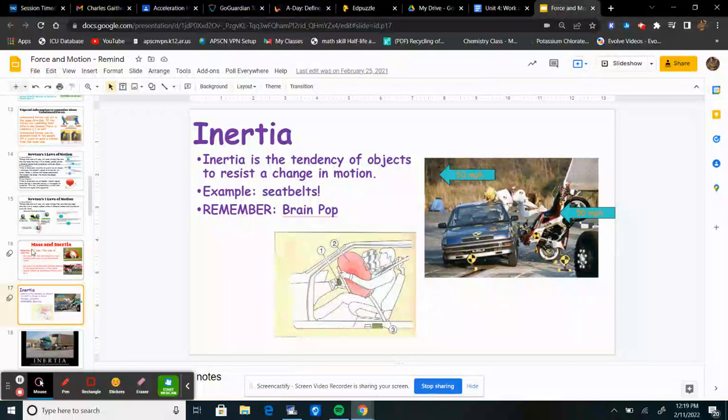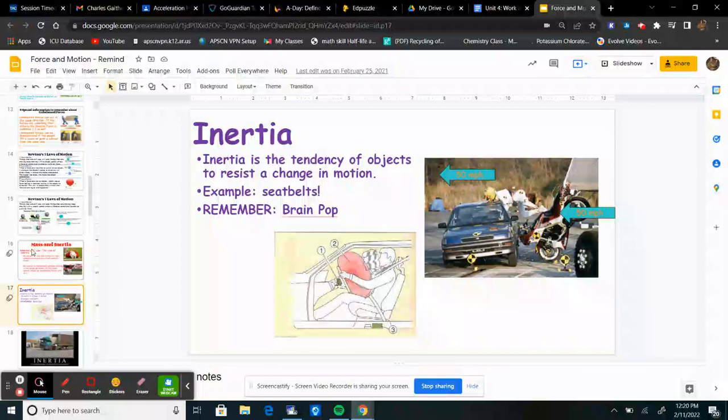So if we look at seatbelts as an example, we have a seatbelt that is going to resist the change. It'll actually prevent a person from moving forward. So giving a more detailed example here, if you're in the car and you're going down the road and the car is traveling at, let's keep it slow, about 20 miles per hour. So the car is moving at about 20 miles per hour. You're in the passenger seat. How fast are you moving?